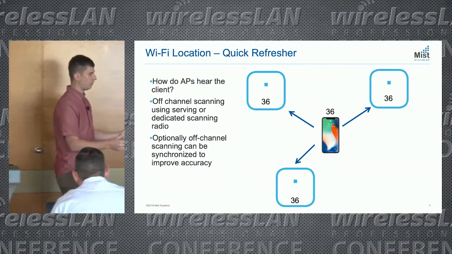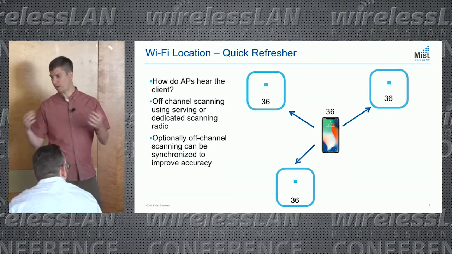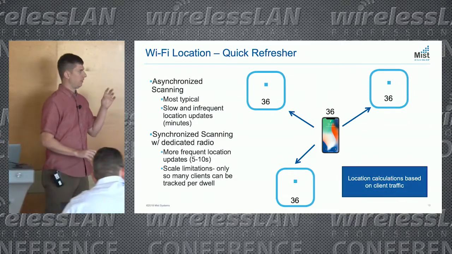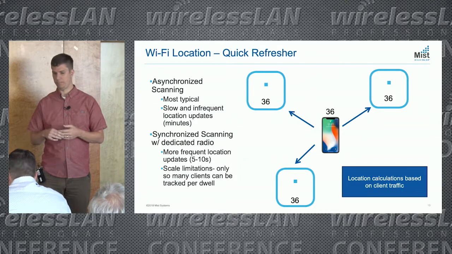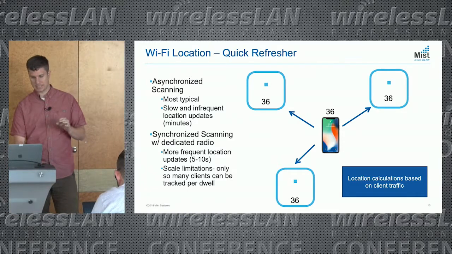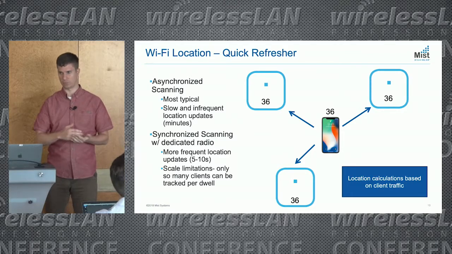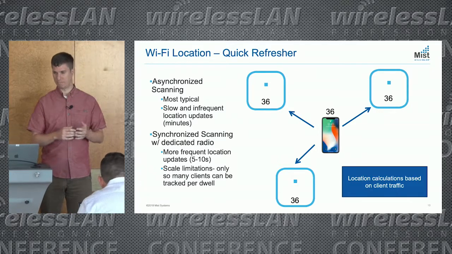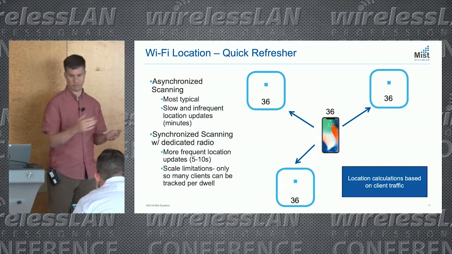Optionally, you can synchronize your off-channel scanning, and this will improve location accuracy a bit. You get more robust location updates. In the unsynchronized scanning model, this is the most typical, natively built into most Wi-Fi systems, and the downside is it's slow and infrequent because the APs have to scan every single channel. They also have to serve their Wi-Fi clients. So location updates typically come in the frequency of minutes, which for some use cases may be good enough. For many use cases, it's not good enough.